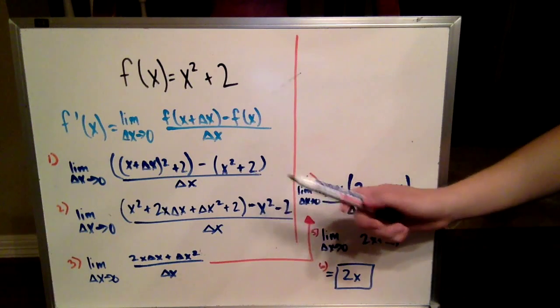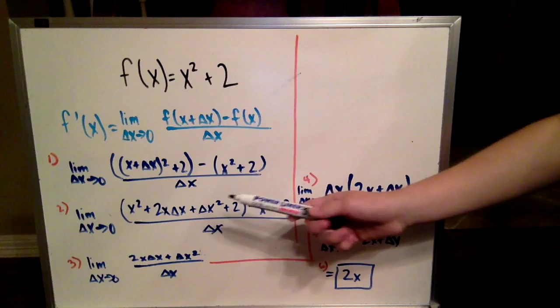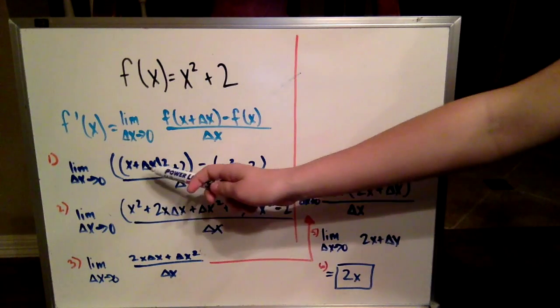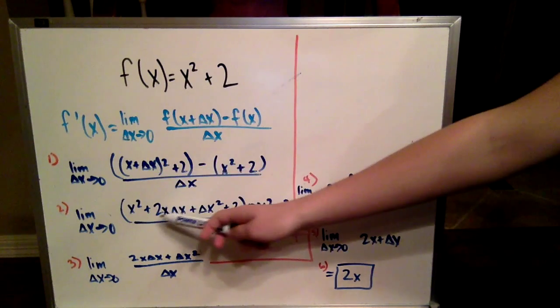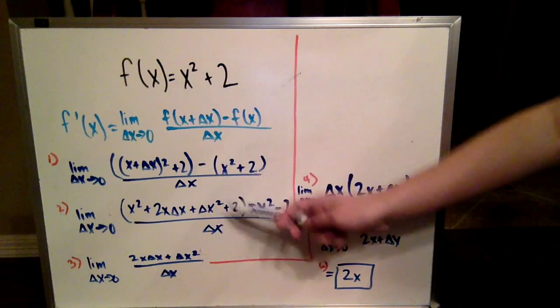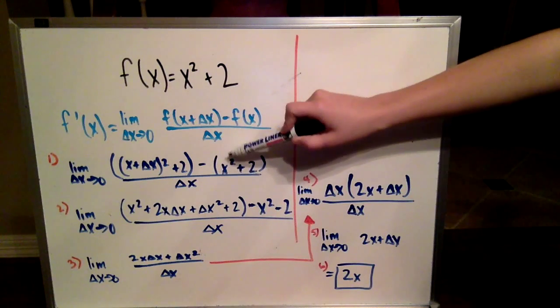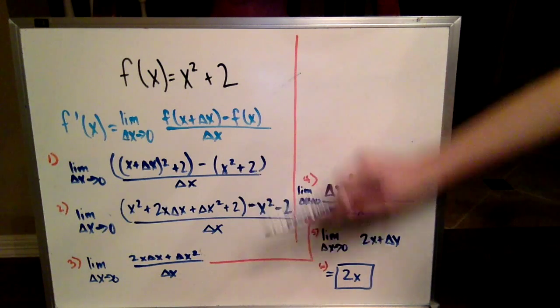For step 2, I went ahead and wrote out little numbers for you to see. For step 2, you're going to FOIL this, so it's going to be x squared plus 2x delta x plus delta x squared, and you keep your plus 2. And I went ahead and distributed the negative to make these subtracted.